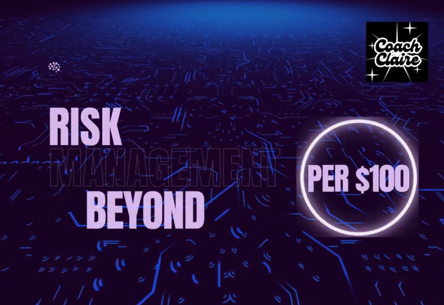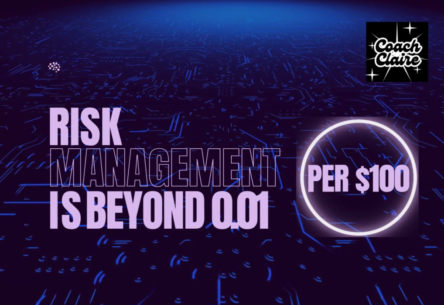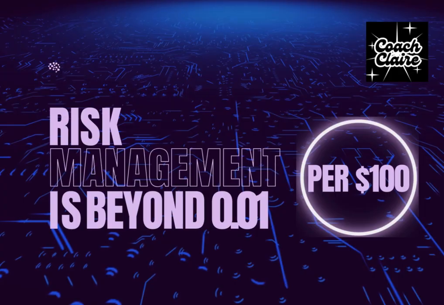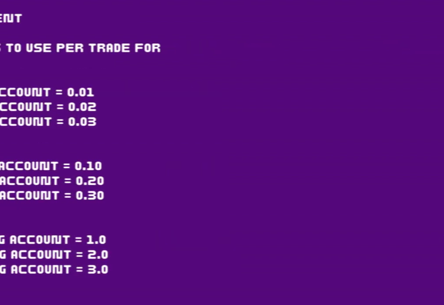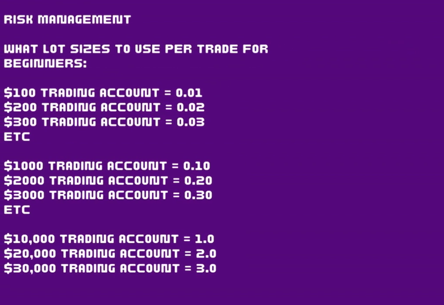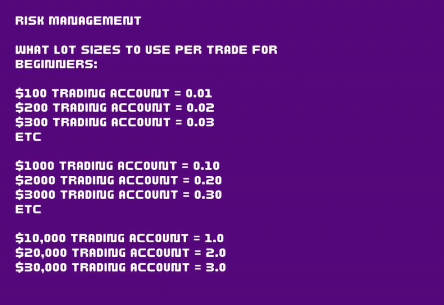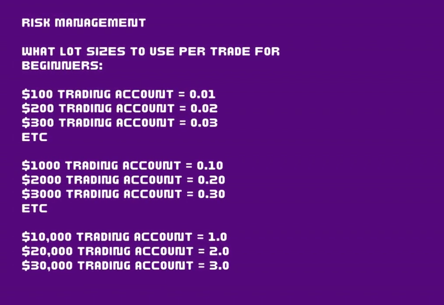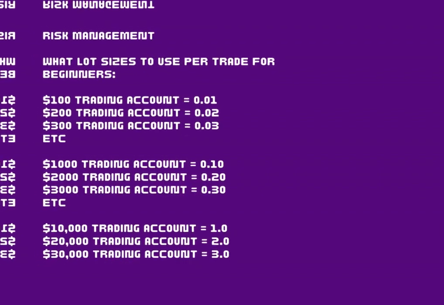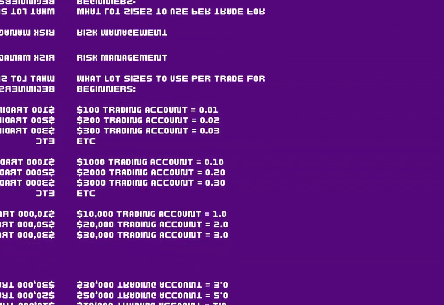So the first point I want you to know is that risk management is beyond 0.01 per $100 account. There's this concept that beginner traders use, and they say that when you have a $100 account, you should use 0.01 lot size. When you have a $200 account, you should use 0.02 lot size. When you have a $300 trading account, you should use 0.03 lot size.